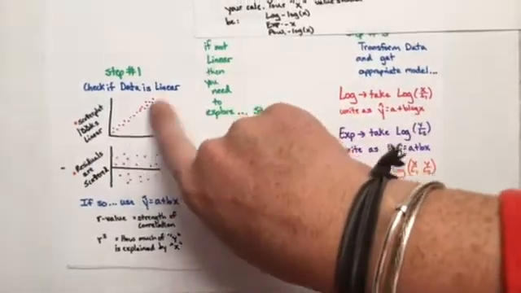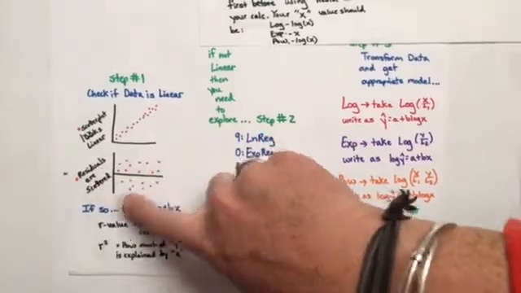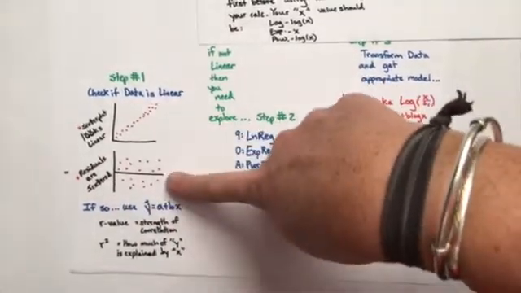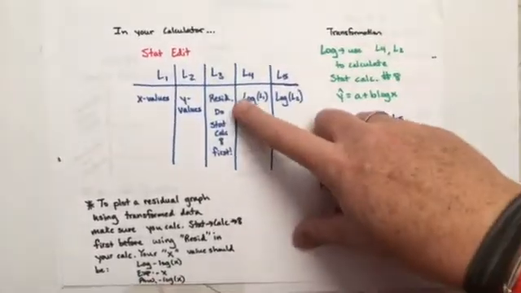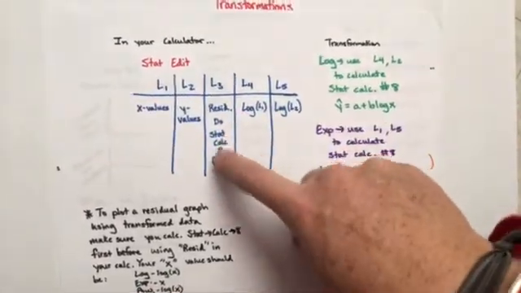Yeah, that might look linear. Maybe it looks a little curved. So we need to look at the residual plot. It's always best to look at both. So then in your calculator, you would go to your residuals, but remember to do stat calc 8 first.